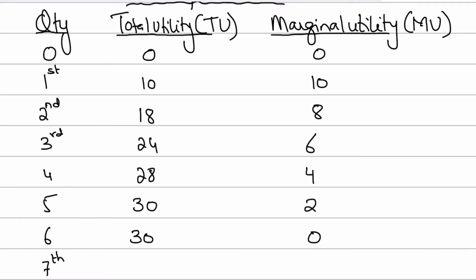The fourth chocolate gives us a marginal utility of 4, and 24 plus 4 would give us a total utility of 28. And similarly, the fifth one gives us a total utility of 30, because 28 was the total utility of consuming 4 chocolates, and the fifth bar is giving us an extra utility of 2. So the total utility for 5 bars of chocolate would be 30.